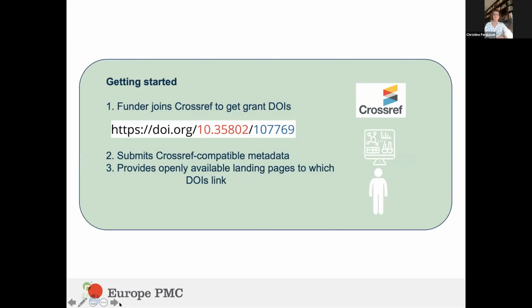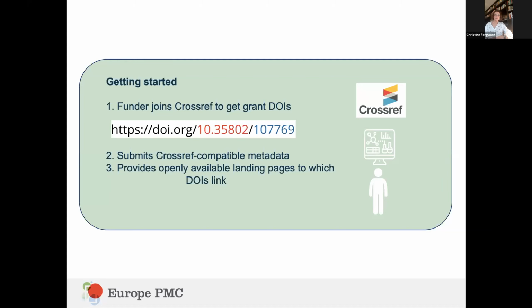So how will this work? As a first step, a funder needs to join Crossref as a member to register DOIs for their grants. A typical grant DOI is outlined here in white. It would have a prefix that is unique to the funder, which is in red here, and a suffix that is unique to the grant. You can see that here in blue.